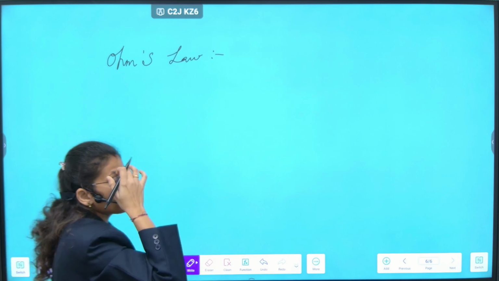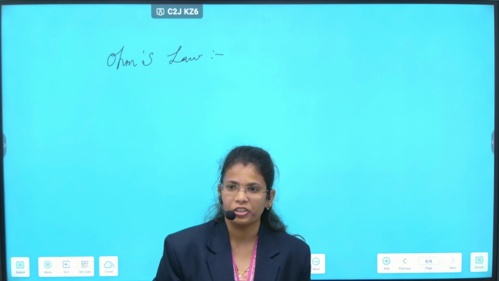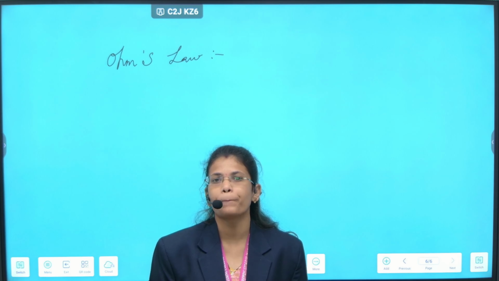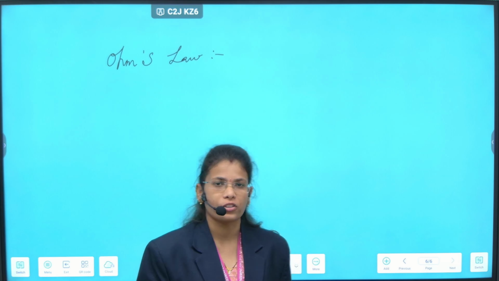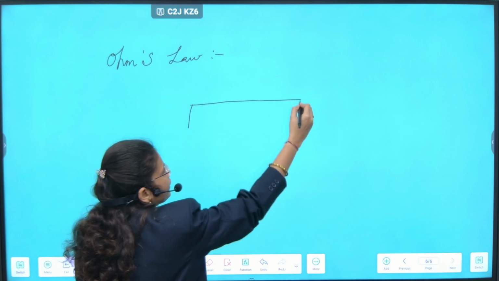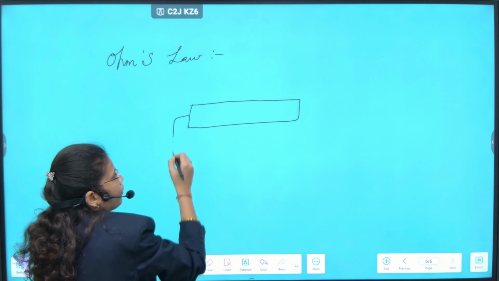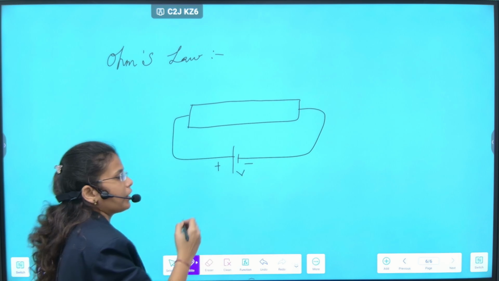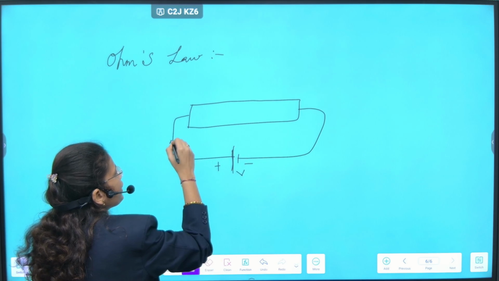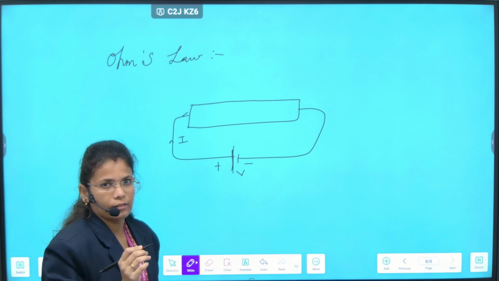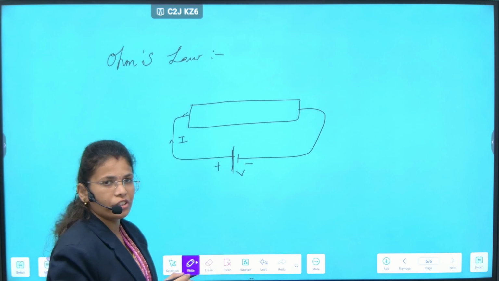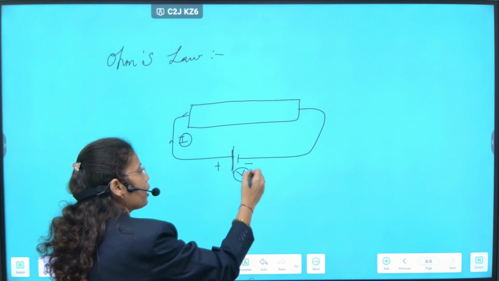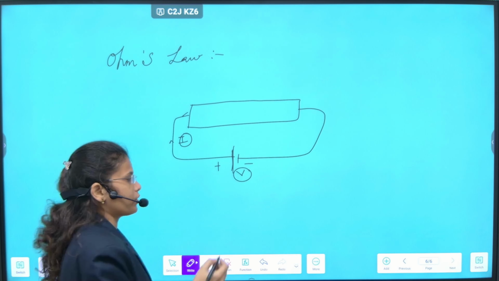Ohm's law states that at constant temperature and pressure, the current flowing through the conductor is directly proportional to the potential difference applied across the conductor. Let us consider a conductor. We are applying some potential difference V. When we are applying V, the current starts flowing through the conductor. At constant temperature, the current flowing through the conductor is directly proportional to the potential difference applied across the conductor.